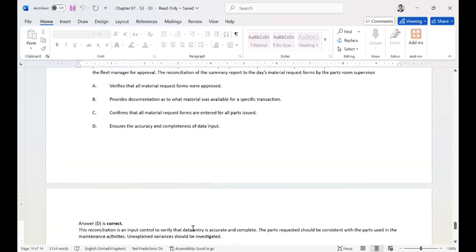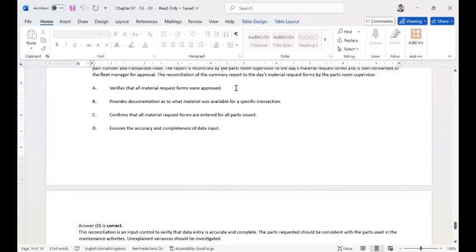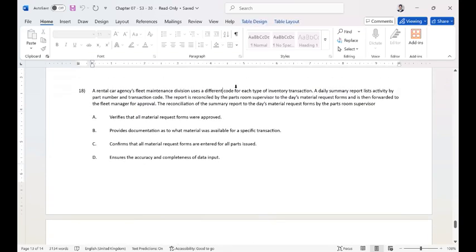Reconciliation is an input control. Verify that data entry is accurate and complete. The parts requested should be consistent with the parts used in the maintenance activities. Unexplained variances should be investigated. So the parts division issues parts transaction-wise, and then they prepare a summary report and check to see whether all the parts issued have been requested.